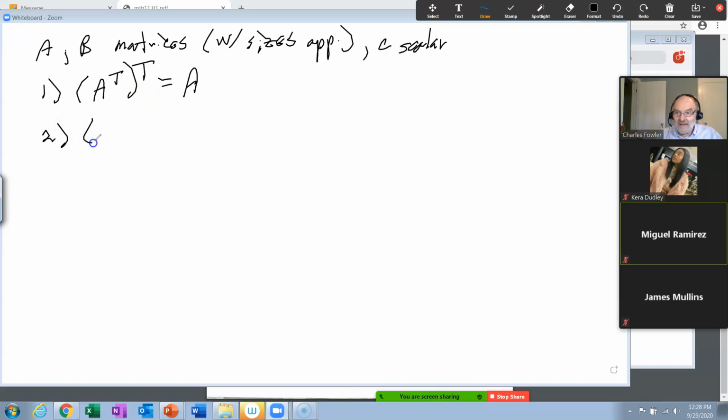Number 2. What if you have the sum of two matrices, A plus B? Now this is where the sizes of A and B have to be appropriate. In other words, if A is an M by N, B's got to be an M by N. Otherwise, you can't add them. Well, what's that going to be? If you take that sum and transpose it, that gives you the transpose of A plus the transpose of B.